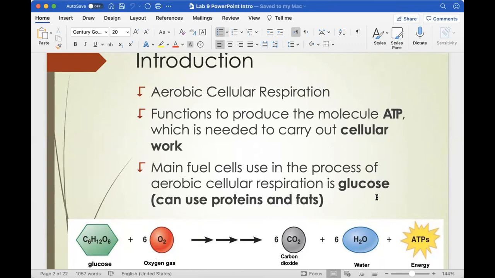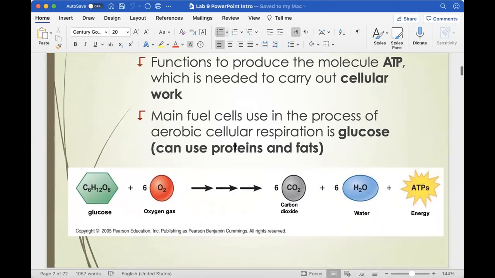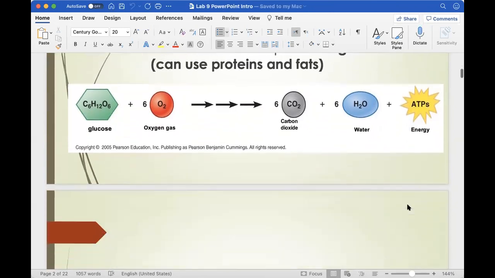So this is cellular respiration. Again, this is what happens in the presence of oxygen. They can use other proteins and fats, which eventually break down to glucose to go through cellular respiration.